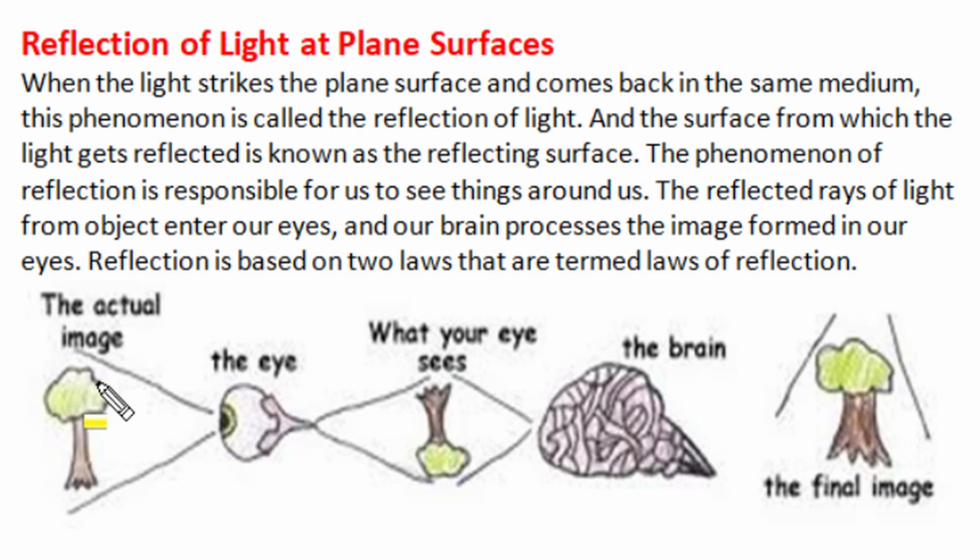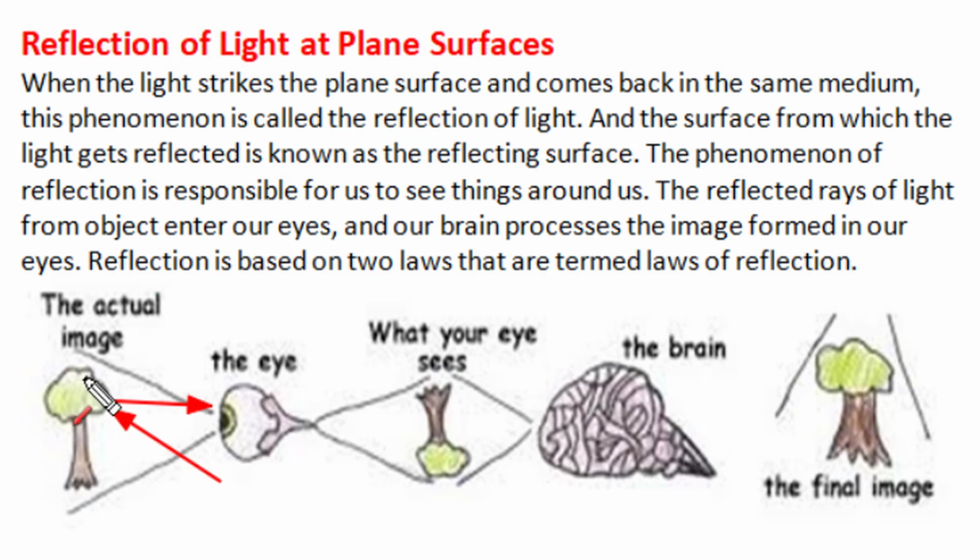This phenomenon of reflection is responsible for us to see the things around us with our eyes. When light falls on an object, the reflected light from the object enters our eyes, and our brain processes the image formed in our eyes and we can see or understand the final image.